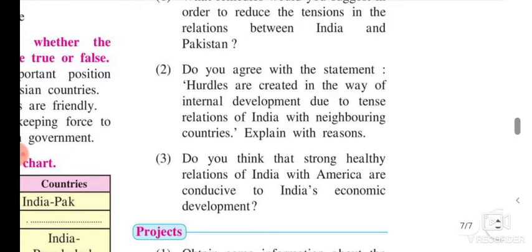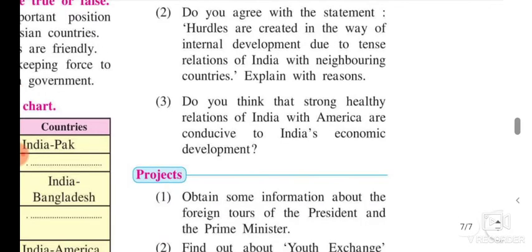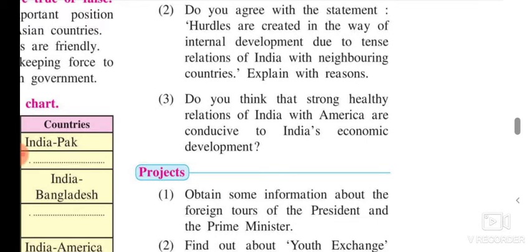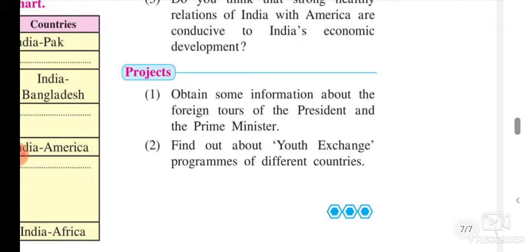Second question, do you agree with the statement? Hurdles are created in the way of internal development due to the tense relations of India with neighboring countries. Explain with reasons. Third one, do you think that strong, healthy relations of India with America are conducive to India's economic development? We have a task over here. First one, obtain some information about the foreign tours of the president and the prime minister. Second one, find out about youth exchange programs in different countries.